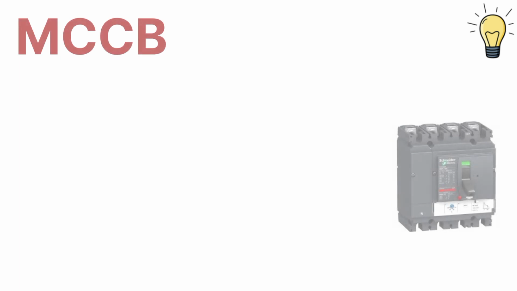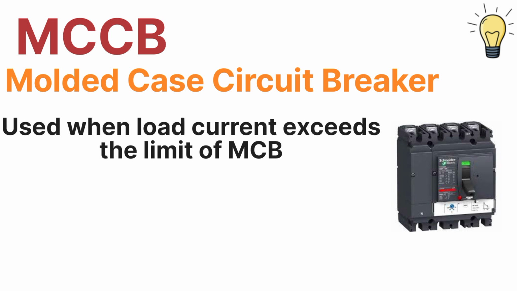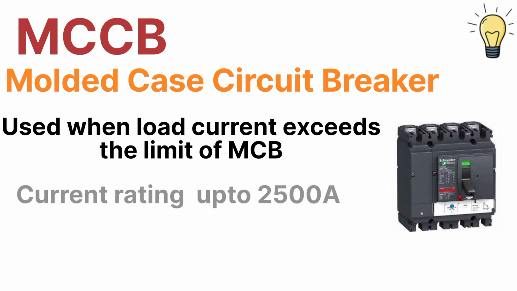The next circuit breaker is the MCCB. MCCB is also known as molded case circuit breaker, and it is used when the load current exceeds the limit of an MCB. Whenever the limit of an MCB is exceeded, we use the MCCB, and it generally has a higher current rating, up to 2500 amperes.